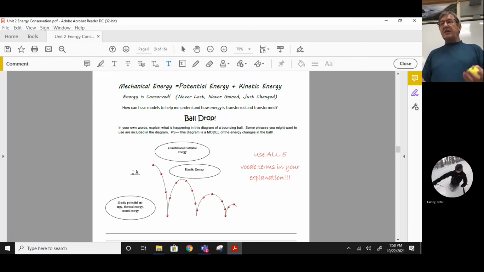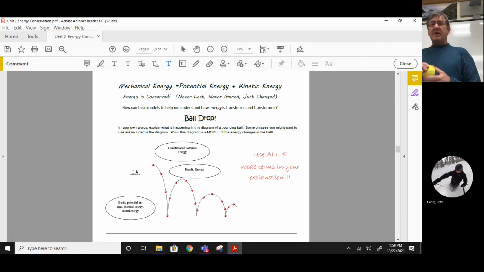Let's start with the easy one, I think, which is sound energy. It takes energy to produce a sound. So when that ball hits the ground and we hear it, that means that some of the energy was lost. Lost from the ball, but not lost from the universe, right? That energy went off into the air. The kinetic energy was converted to sound energy. It wasn't destroyed, it was converted.